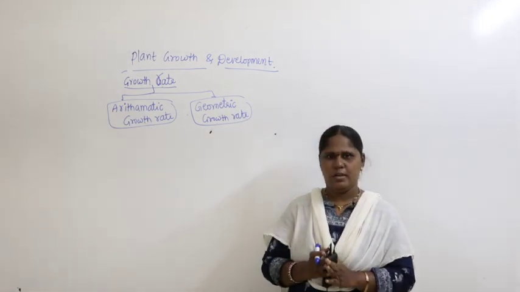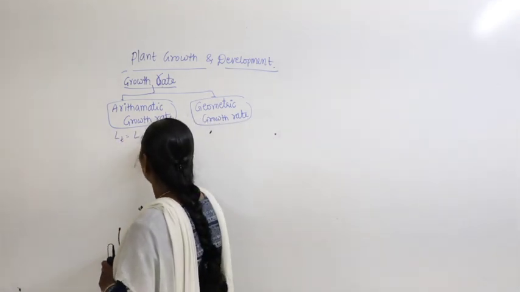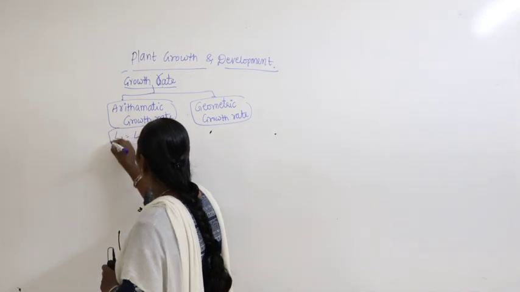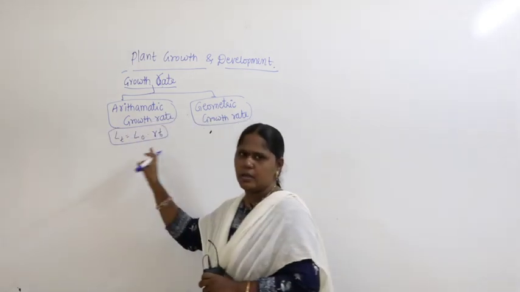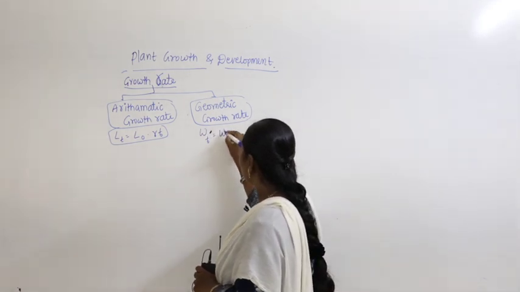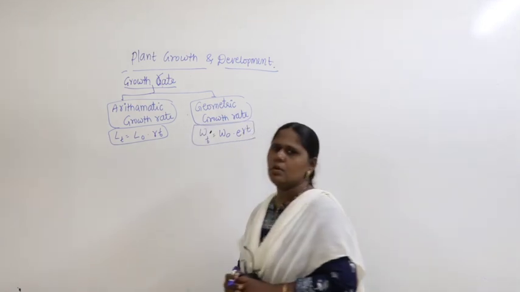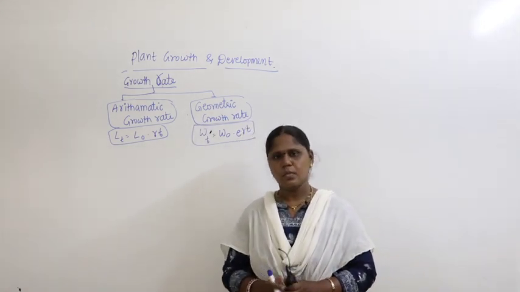So what are the formulas we studied for this? Lt is equal to L naught plus rt. So this is for calculation of arithmetic growth rate. Coming to geometric growth rate, W1 is equal to W naught e^rt. This is for geometric growth rate.